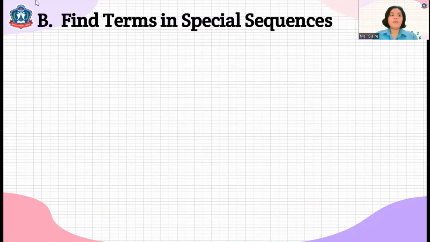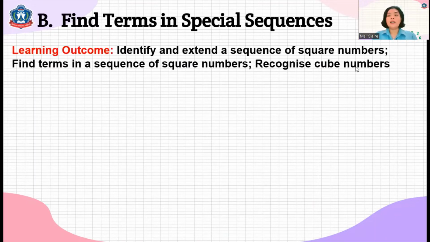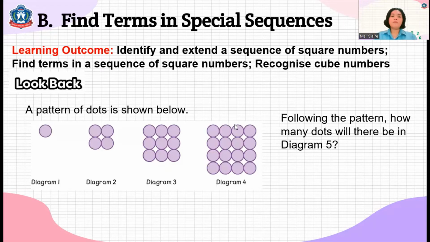Okay, we have now lesson B, find terms in special number sequences. The learning outcome is to identify and extend a sequence of square numbers and also find the terms in a sequence of square numbers and also recognize cube numbers. Look at the pattern here.